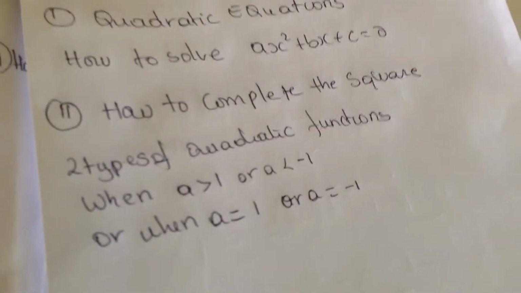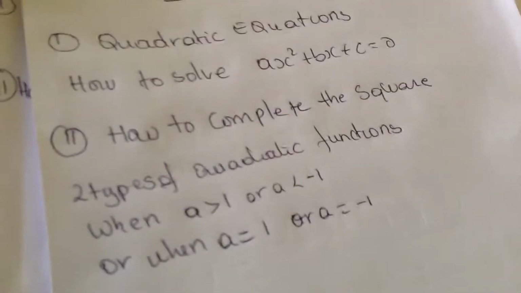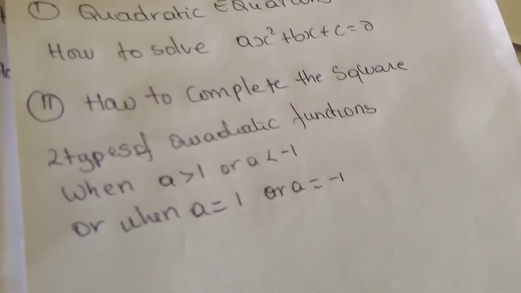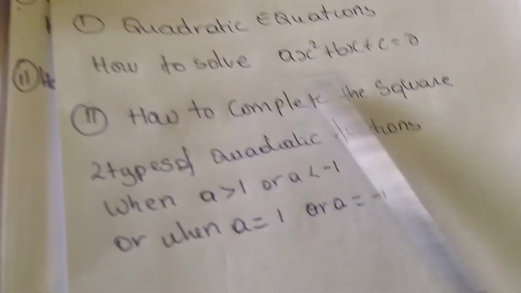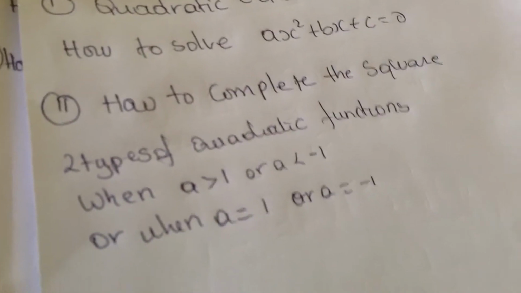I'm going to talk about completing the square, which is a subtopic that scares most students. I'm just going to use an example for you to look at how I do it. Okay, so how to complete the square with two types. It's not really two types of quadratic function, just how it looks.